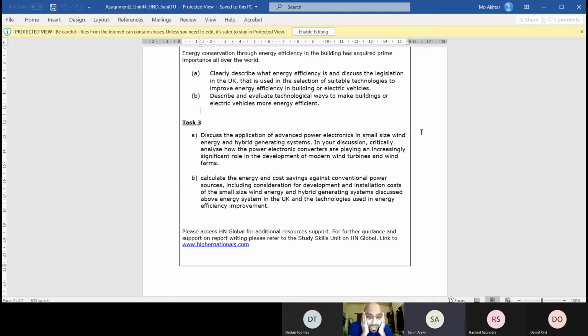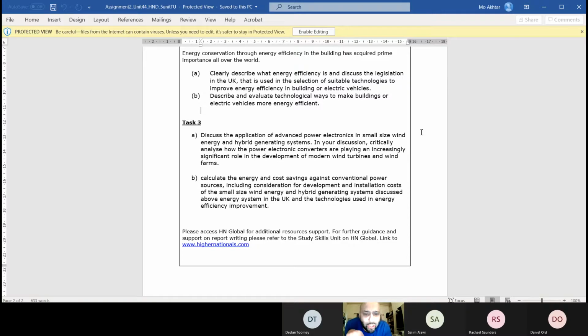So you could talk about those circuits in more detail. It says they are playing an increasing role in developing modern wind farms. So you can talk about wind energy, how the electronics are involved, and how it's constructed in a lot more detail. We've done some lessons on that, and I think I put it on Teams, but you might have to go back a bit. Now, 3B, calculate the energy and cost saving against conventional power sources.